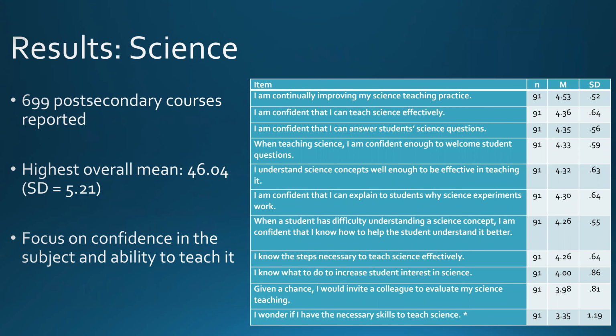When we take a look at the results here, we find that science was where teachers had the most confidence. It had the highest overall mean and the lowest overall standard deviation. They also had completed a total of 699 post-secondary courses, which is a lot. When we look at the statements individually, we find that there is a strong focus on the teacher's confidence in the subject matter and their ability to teach it, and also in their ability to answer students' questions.